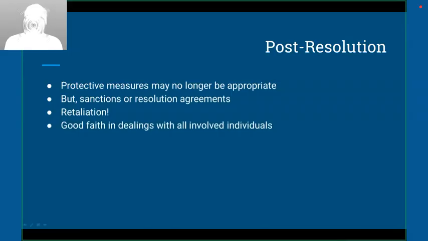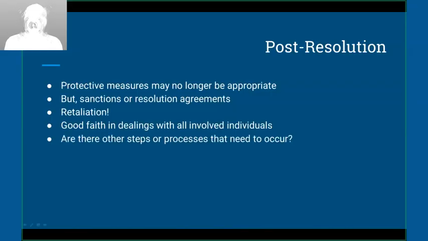Schools need to use good faith in their dealings with all involved individuals and treat all students equitably. And just think about, are there other steps or processes that might need to occur in a particular situation? Sometimes there are impacts on a residence hall, a student organization, a friend group even, where there might be some other things that really need to happen to address a lasting impact of even a report being made, regardless of what the finding or process has been.